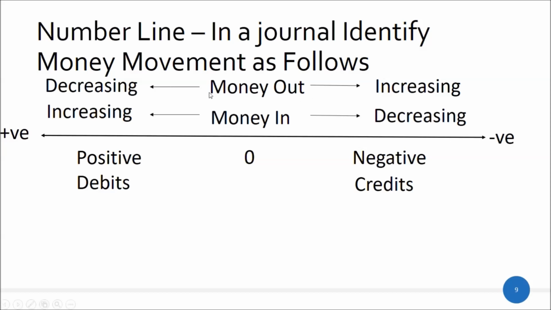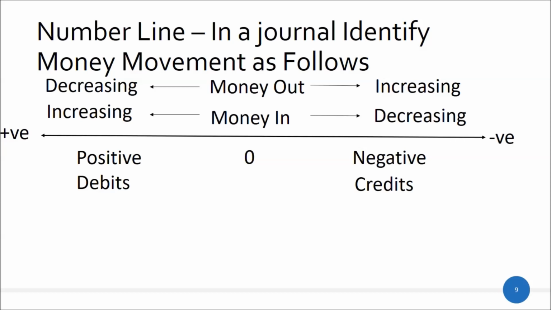Now, here we've got our money out, and if a money out item is decreasing, that's positive. So we owed somebody something, actually that's gone down, we don't owe them as much anymore, that's a positive money movement, so that would be a debit. But if we now increase that money out item, so we owe somebody something more, that's going to be increasing, that's going to be negative money, that's going to be a credit.